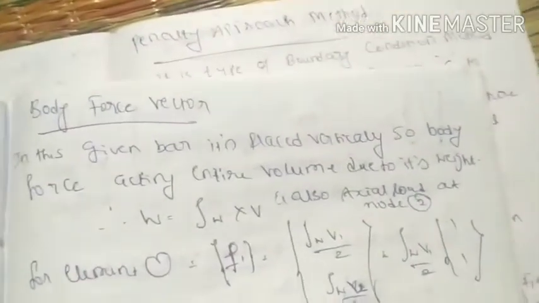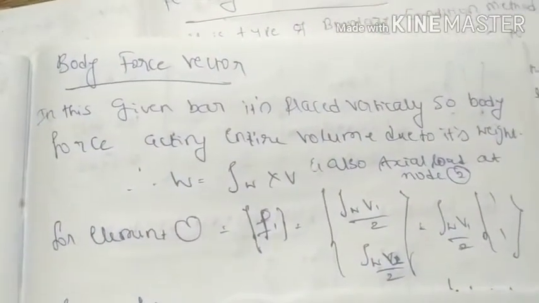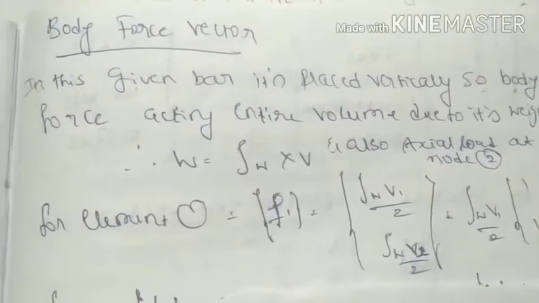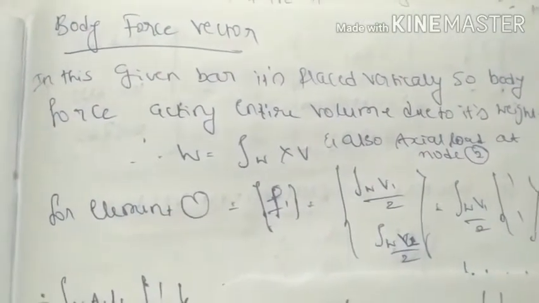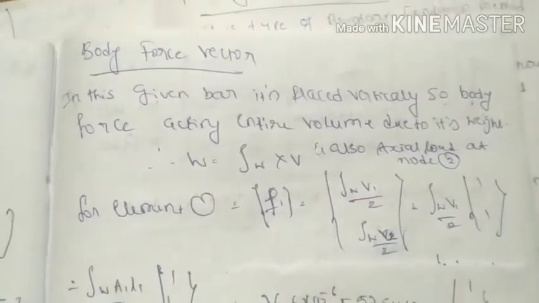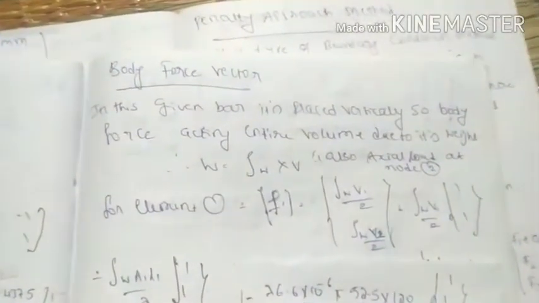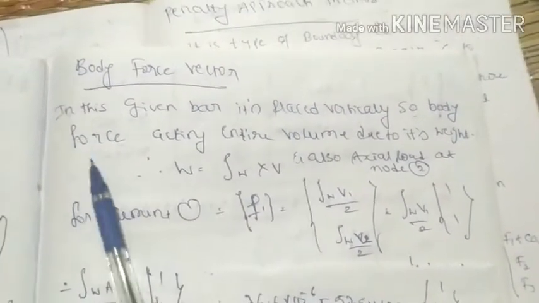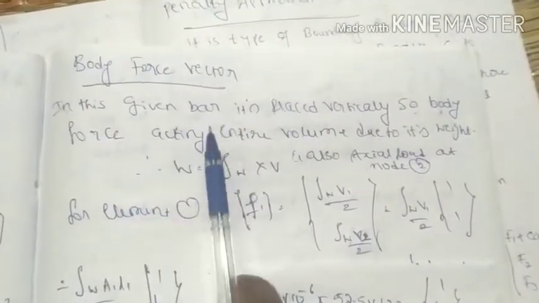Here is one more important step. As in the previous problem, this is a self-weight problem. It is subjected to self-weight as well as a concentrated load. Self-weight is nothing but body force, so we need to find the body force vector as well as the point load vector. First we will find the body force vector. The given bar is placed vertically, so the body force acts on the entire volume due to its weight.